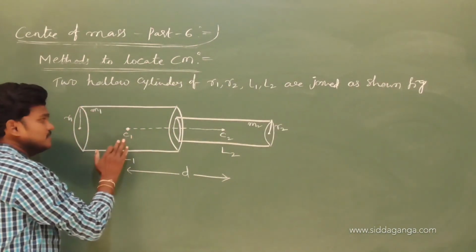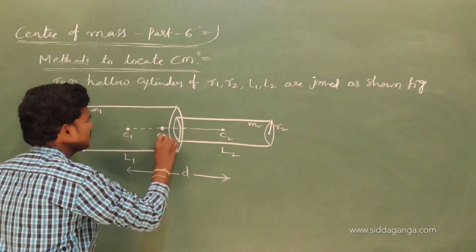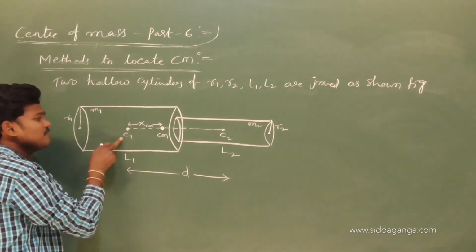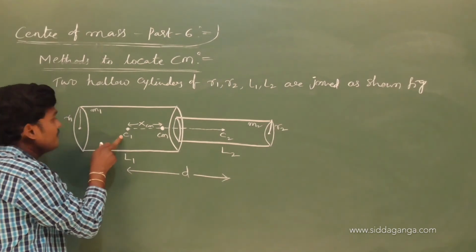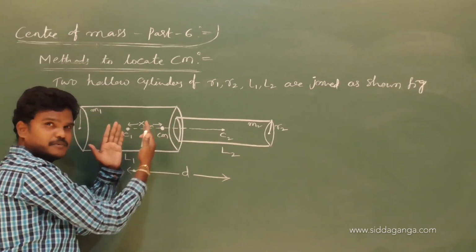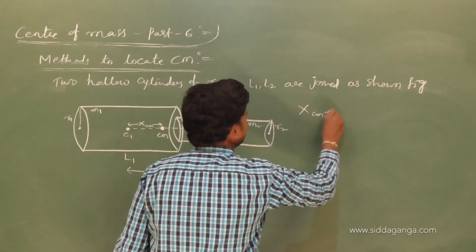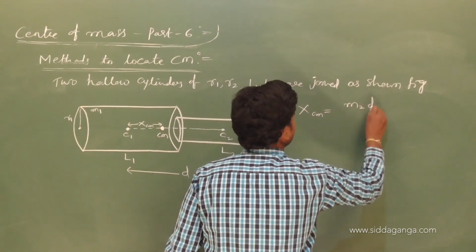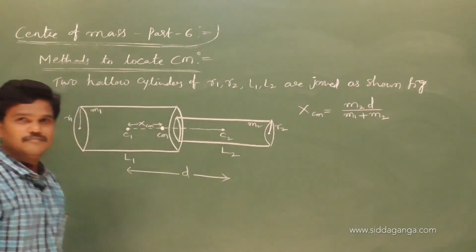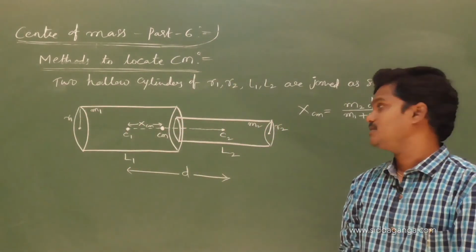Now here, this is the heavier object, so the center of mass is nearer to this, and this is the position of the center of mass. Now let me find XCM, the distance of center of mass from the center of the first cylinder: opposite mass into distance between the two centers by total mass. The XCM formula is very clear again: M2D by M1 plus M2. But convert that mass into some other terms.